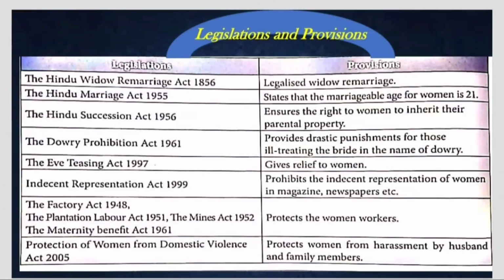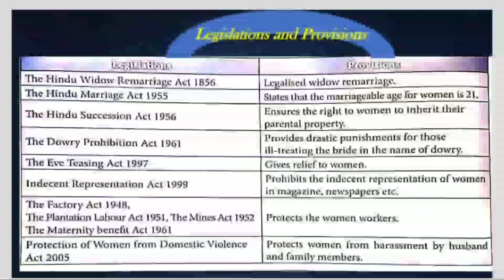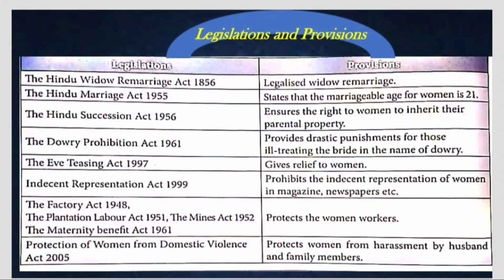First one, the Hindu Widow Remarriage Act 1856, Hindu Vidavai Marumana Chattam. It legalized widow remarriage. Second one, the Hindu Marriage Act 1955. It states that the marriageable age for women is 21. Third one, the Hindu Succession Act 1956, Hindu Varisa Sattam.